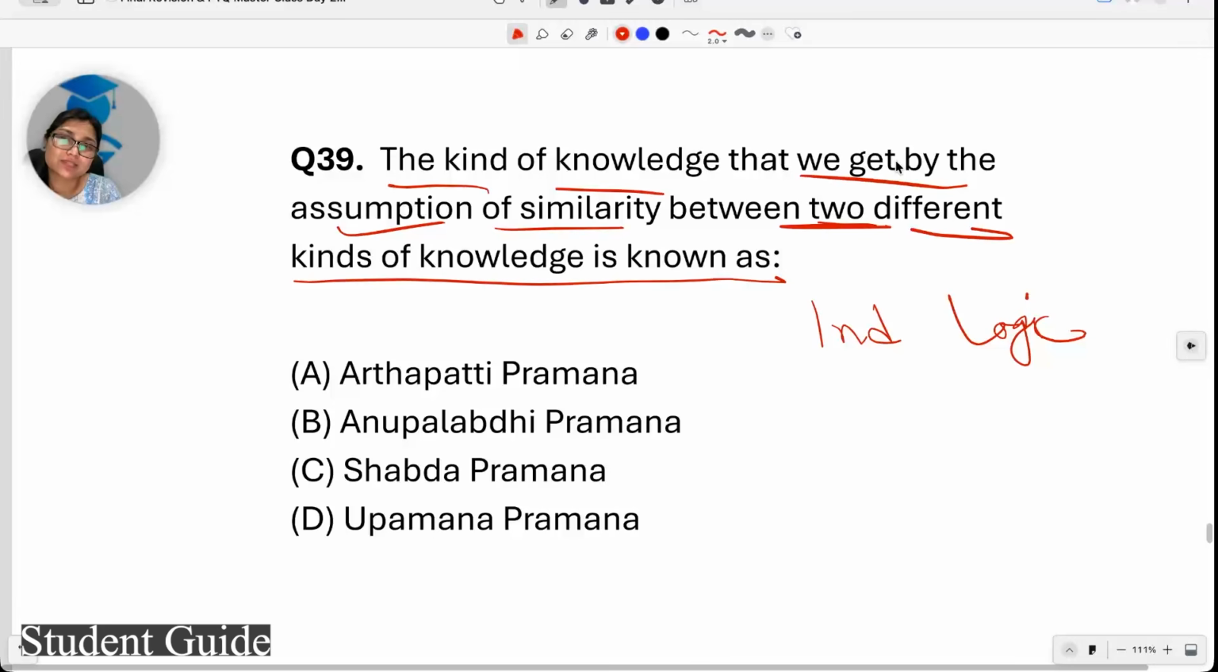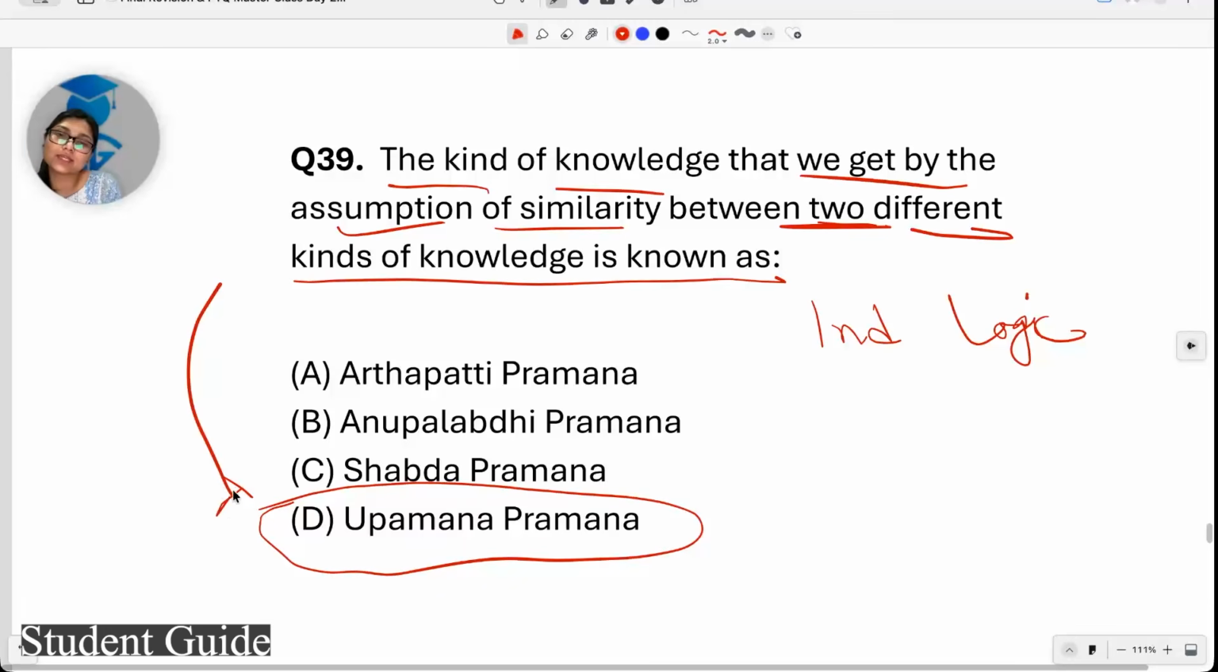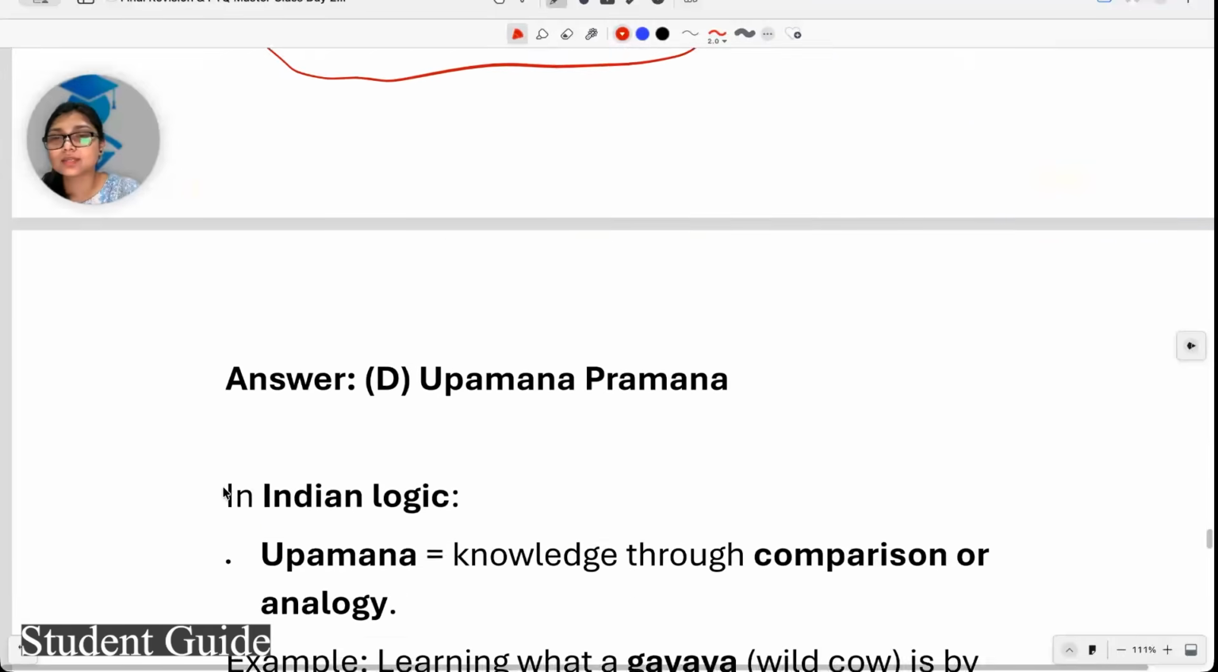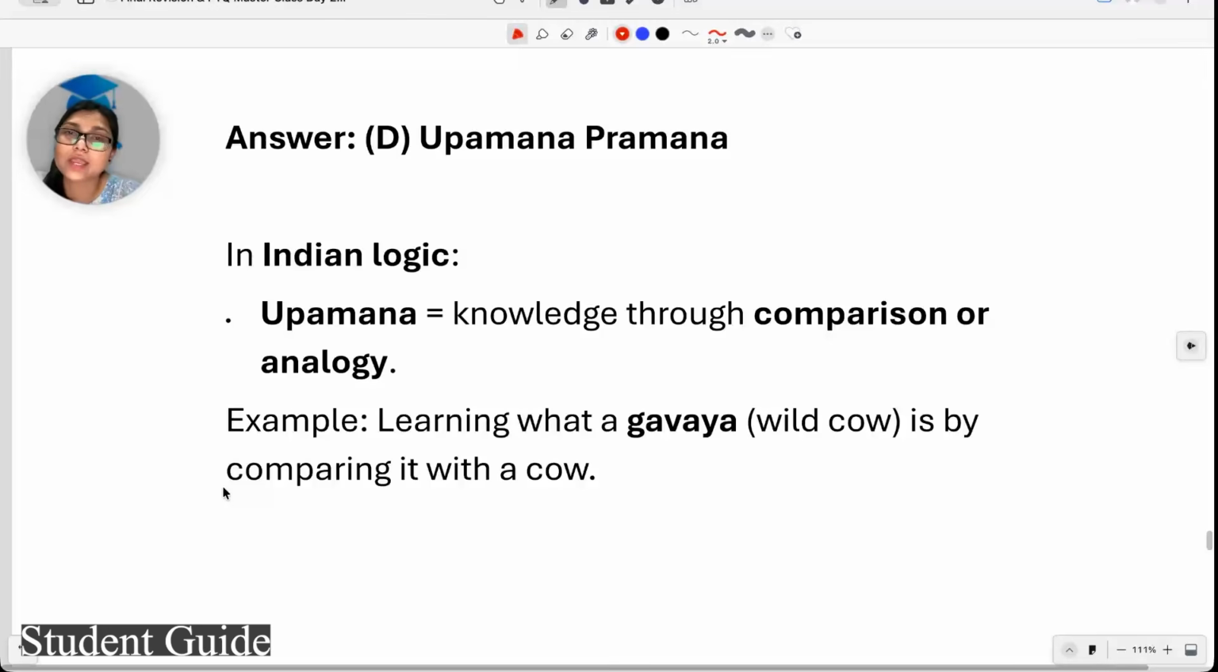So we have discussed in our class Upamana Pramana. In Upamana Pramana, you have got to know that whenever you get knowledge by assuming some similarity of two different kinds of knowledge, then it will fall under this Upamana Pramana. Okay, so for this question, option number D is the correct answer. Why? Quickly look into the explanation slide.